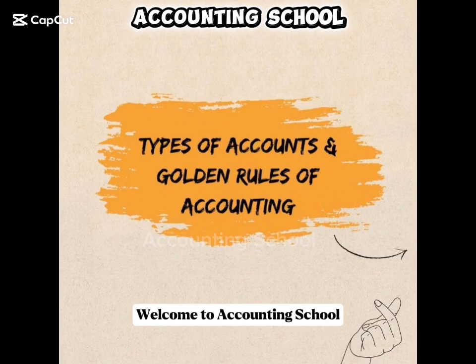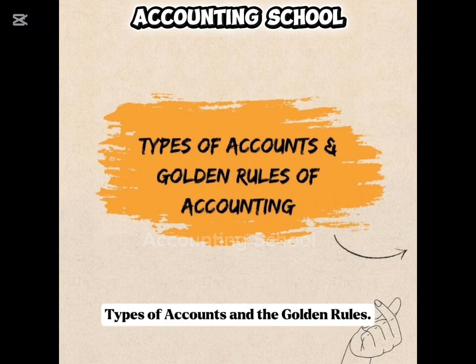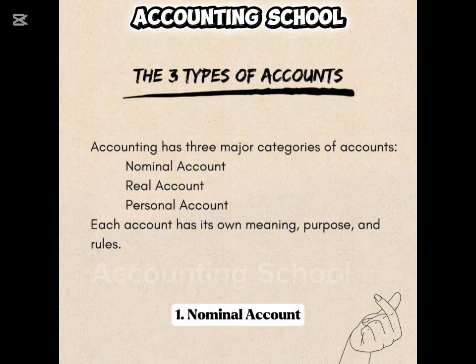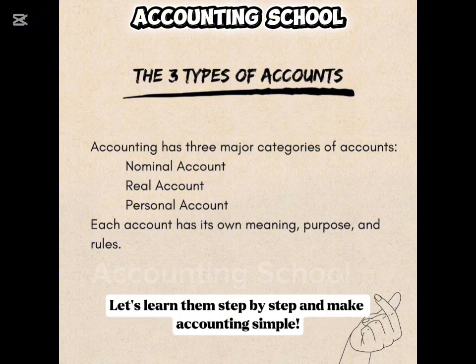Welcome to accounting school. Today, we're diving into one of the most important foundations of accounting: types of accounts and the golden rules. In accounting, all transactions fall into three major types of accounts. 1. Nominal account. 2. Real account. 3. Personal account. Understanding these three types of accounts is the foundation of every accounting system. Let's learn them step by step and make accounting simple.